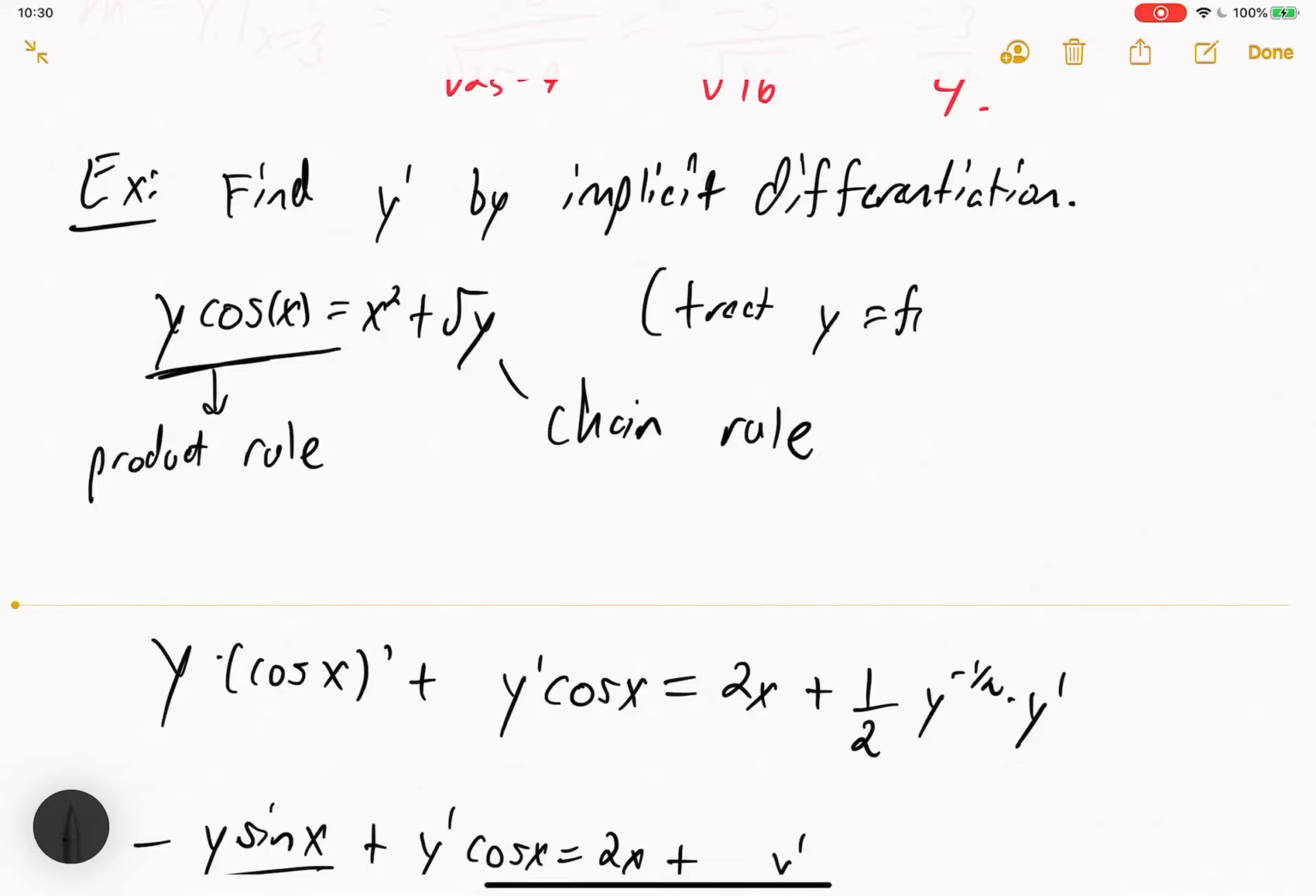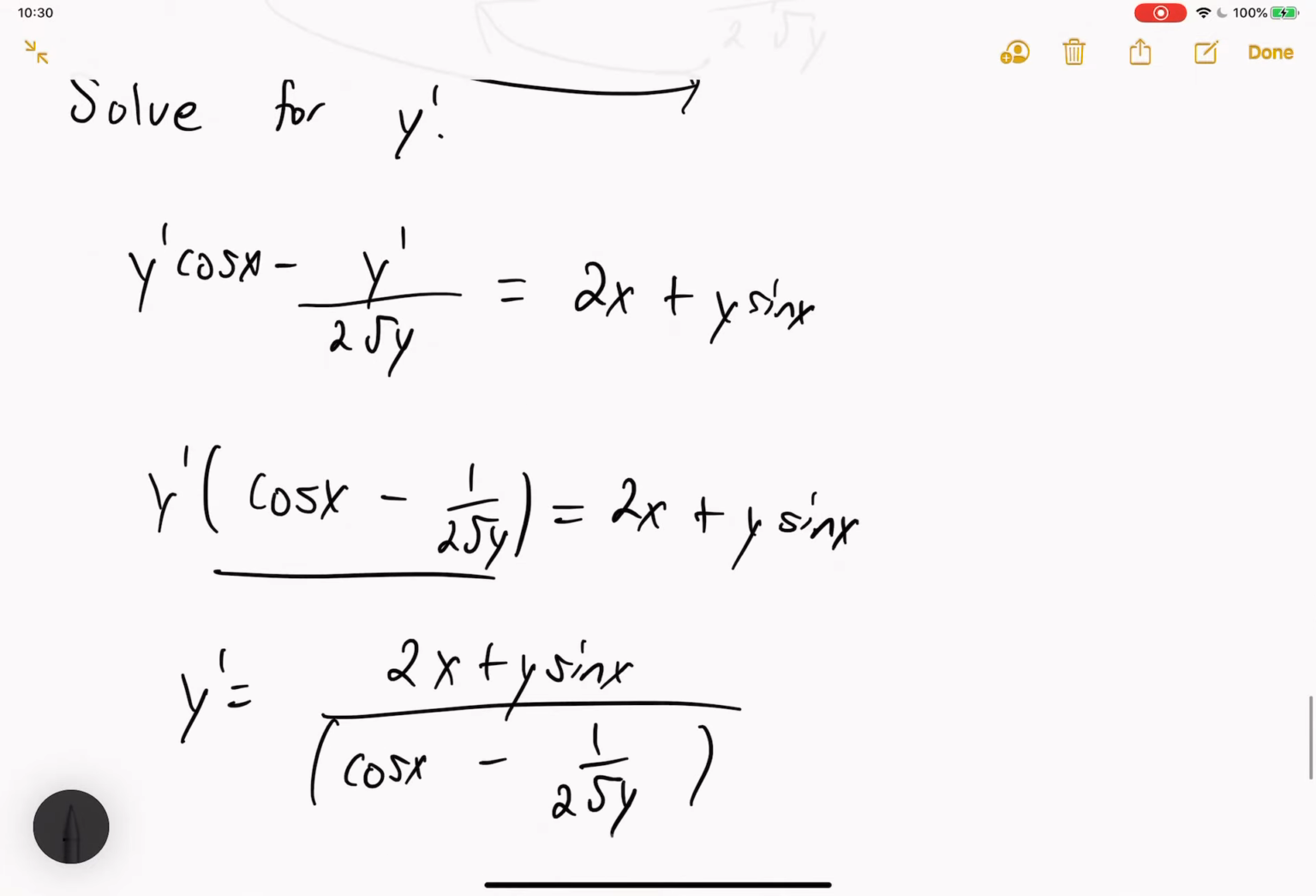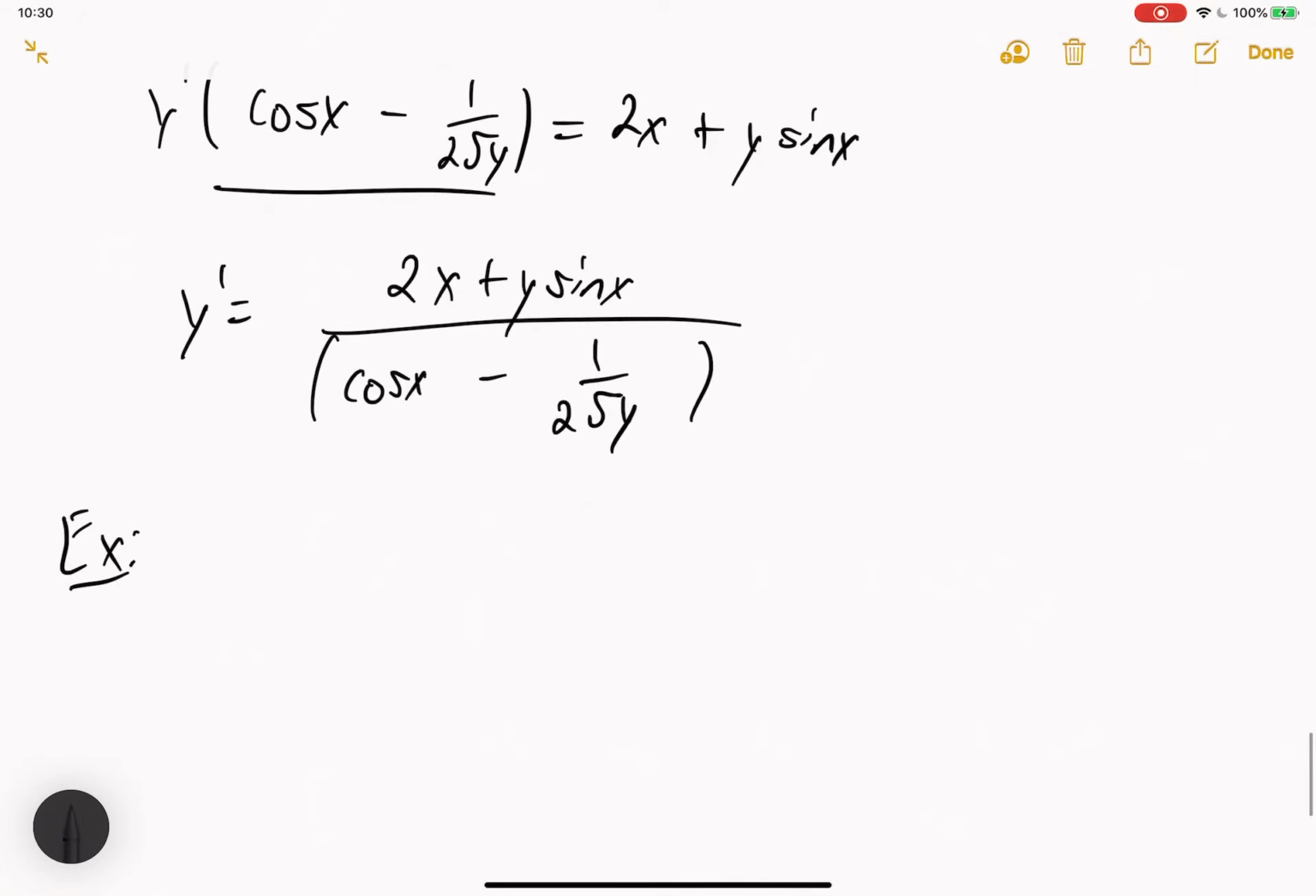Let's say f of x. Treat it like that. And that way, whenever you take the derivatives, when you typically get f prime of x, then you get y prime.